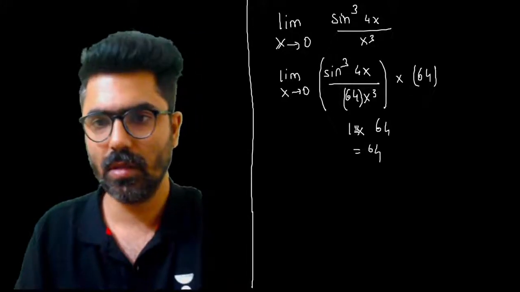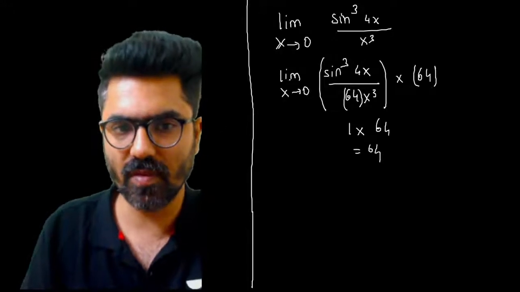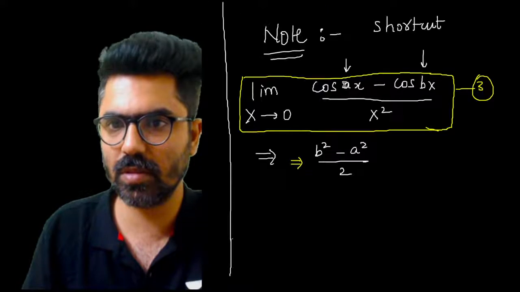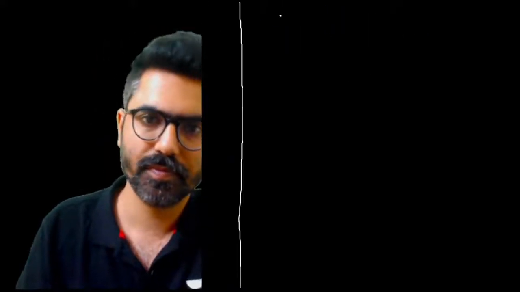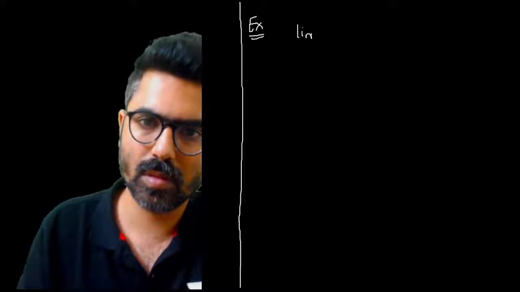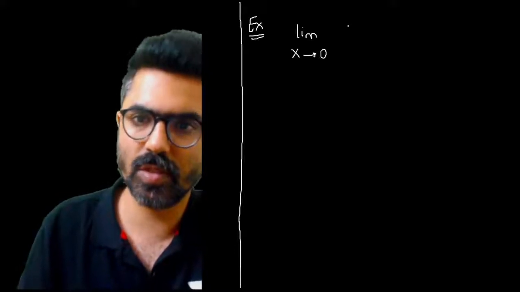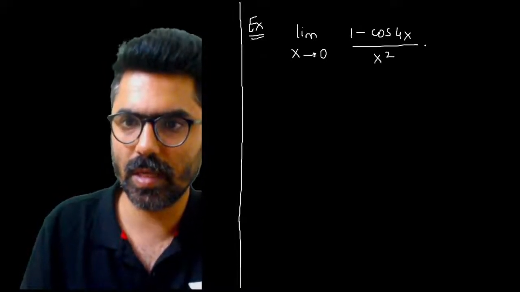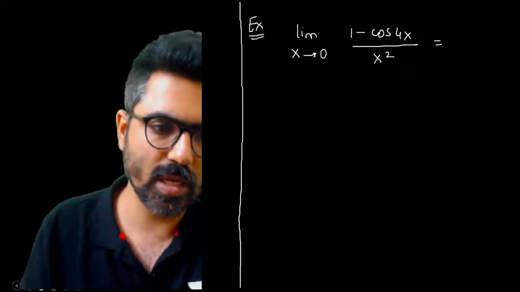Now let's take a different pattern again. Whatever we are learning in sine, the same thing is applicable for tan also. Whatever we have learned for sine, the entire part, the same thing is applicable for tan also. Let's take an example. Limit x tends to 0, 1 minus cos 4x upon x square. So again, note this point.